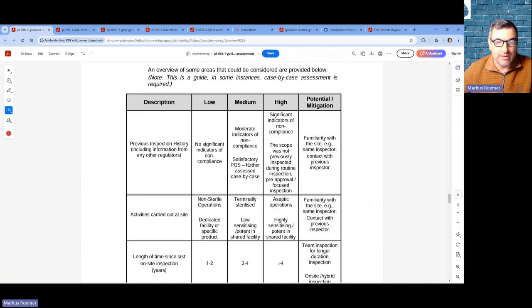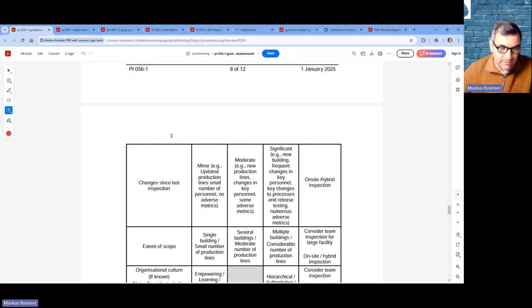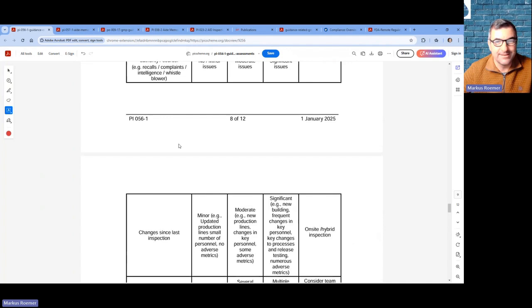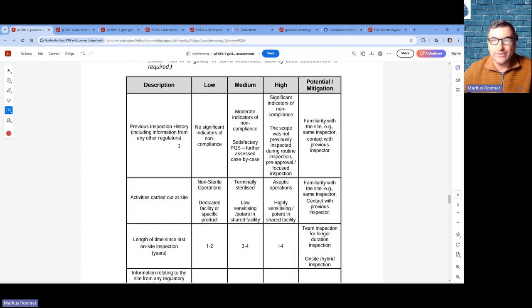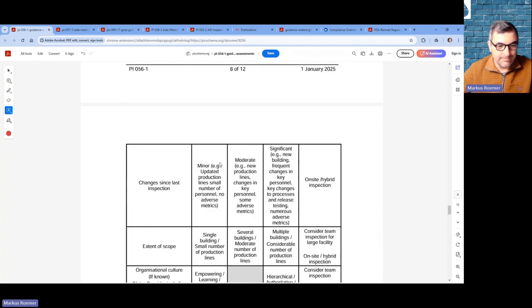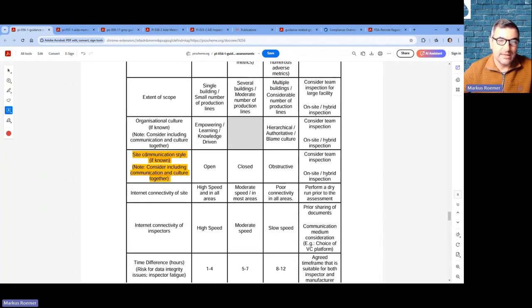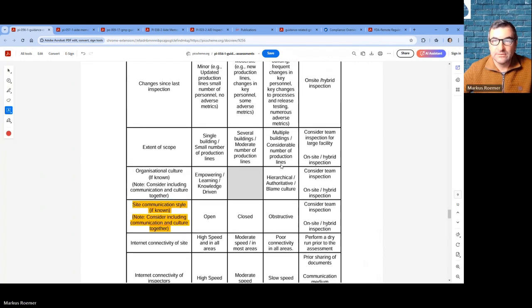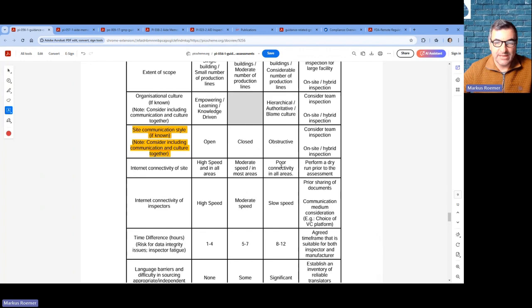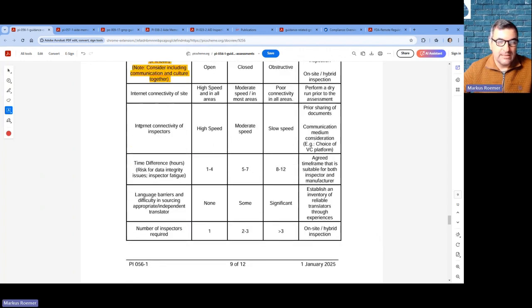Okay, but even here the author had problems with repeating the table header, because here it's not repeating again. Okay, students can do that. So anyhow, I found that also very interesting, to measure the site communication style. Open, closed, obstructive. So if someone is obstructive, I would do an on-site inspection anyhow. Internet connectivity of inspectors.